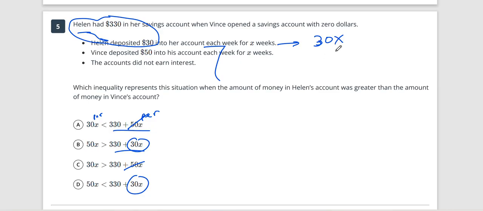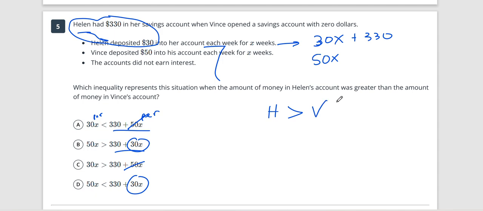So then we're going to go for her. That's what she's depositing after starting at 330. So that's what Helen's at. Pretty cool, right? Vince is putting in $50 each week. So Vince is 50x. So they want to come out here. Which inequality represents the situation when the amount of money in Helen's account was greater than the amount of Vince's. So they want Helen to be greater than Vince.